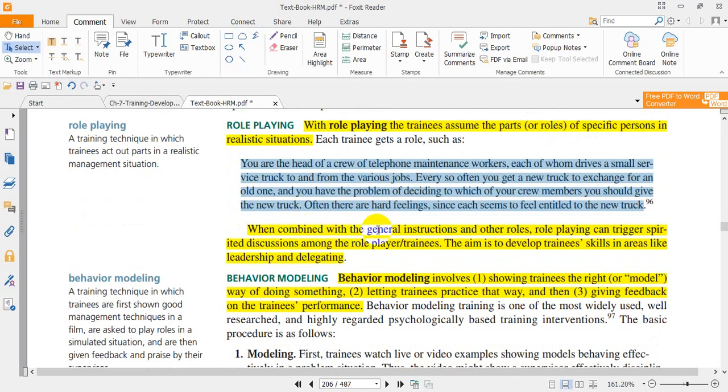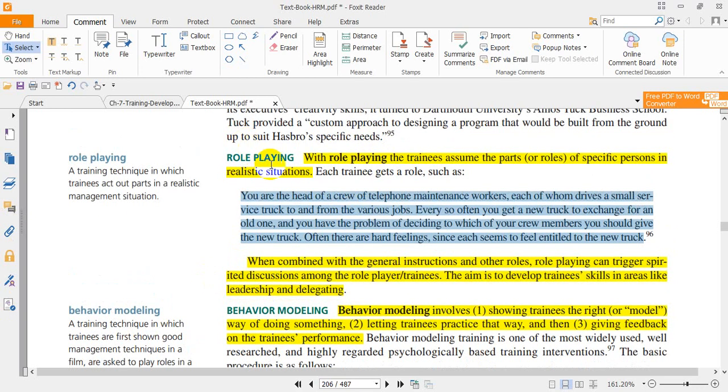So when combined with the general instructions and other rules, role playing can trigger a spirited discussion among the role player trainees. The aim is to develop trainees' skills in areas like leadership and delegating. Okay, this is role playing: put the trainee in a realistic situation and see how he will make an accurate decision in this situation. And the aim here is to develop trainees' skills in areas like leadership and delegating.